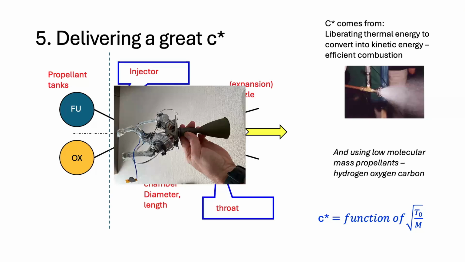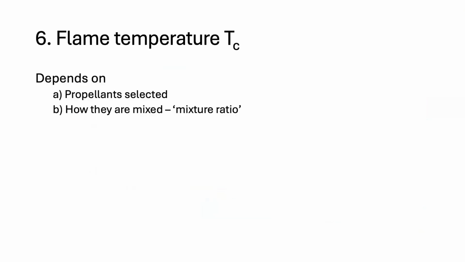Now, why do we need cooling? Well, this is partly due to something called the flame temperature. Rocket propellants burn really, really hot. How hot depends on a couple of things: what propellants you select and how they're mixed, or the mixture ratio. This is the fuel to air or fuel to oxidizer ratio.